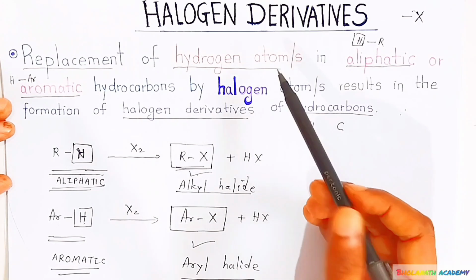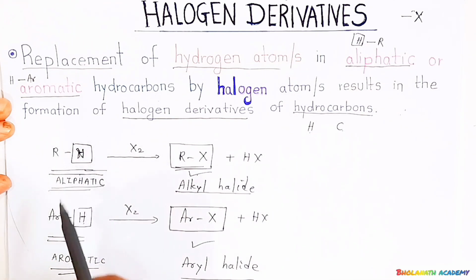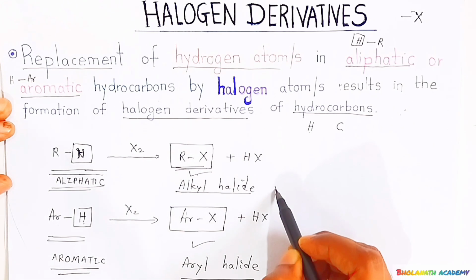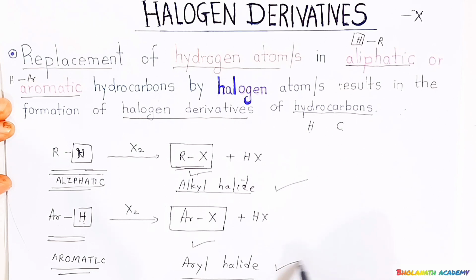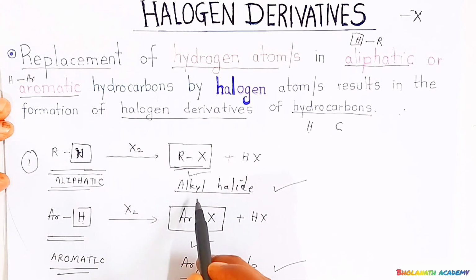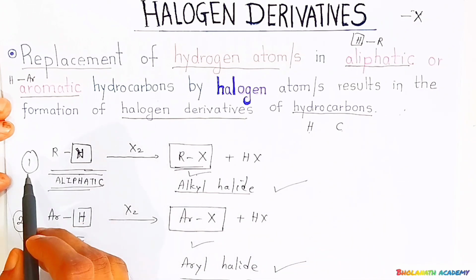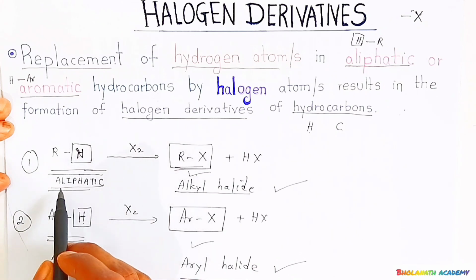Even in the examination they will ask what is halogen derivative. When hydrogen of the aliphatic and aromatic is replaced by halogen atom, the compound obtained is called halogen derivative. The halogen derivative may be alkyl halide or aryl halide, depending upon which type of raw material we have used. The compound which gives aroma is called aromatic hydrocarbon, and the carbon-carbon single straight chain compound is called aliphatic.